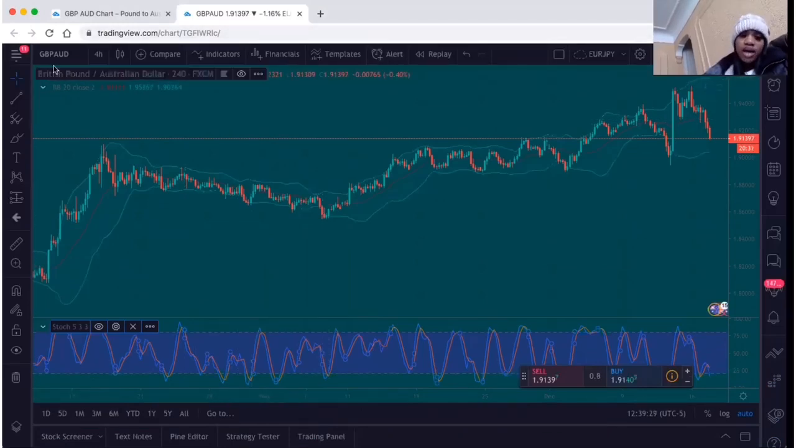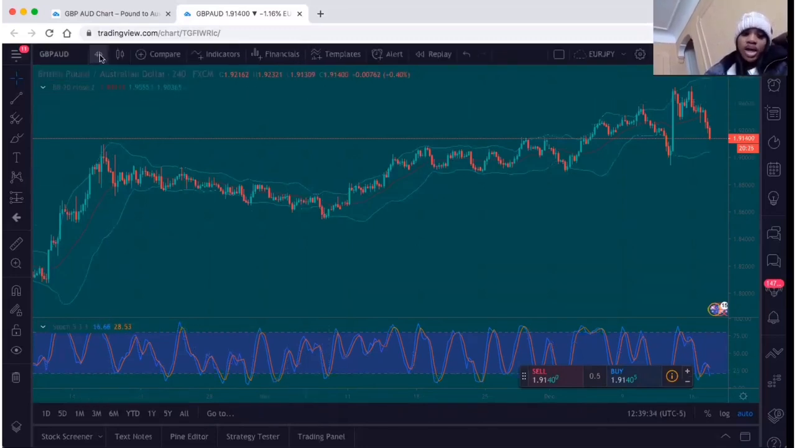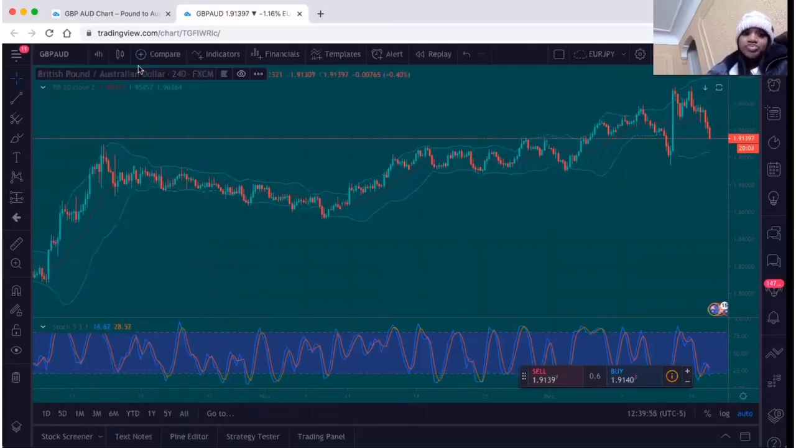As you can see at the top, you have your currency pair. You can change different currency pairs and look at other charts if you want to. You have time frame bars. As you can see, I have the pro version, so I have 1 minute, 3 minute, 5 minutes, and all of that. And then 1 hour, 2 hour, 3 hour, 4 hour, and then days, weeks, months, and also ranges. If you only have the regular version of this, you will only see 1 hour, 4 hour, day, week, and maybe month, I think.